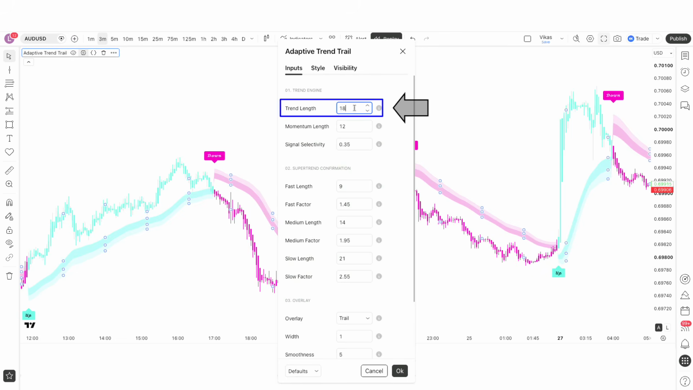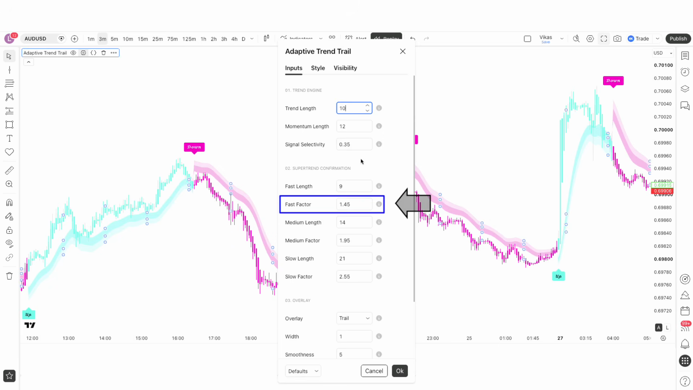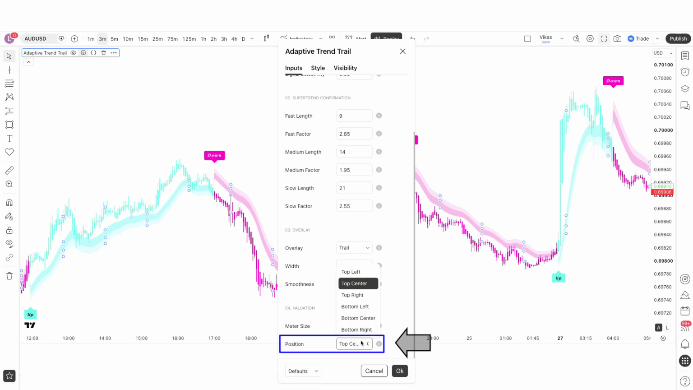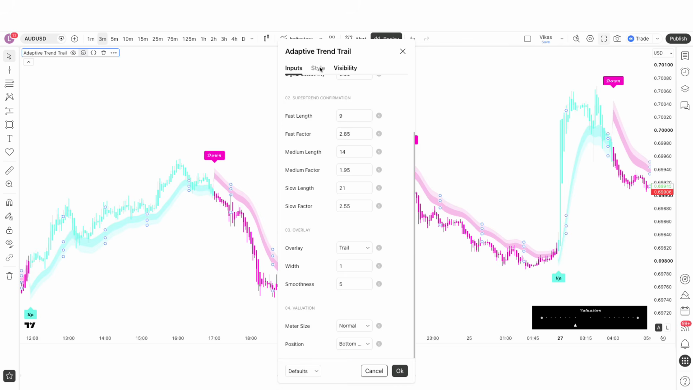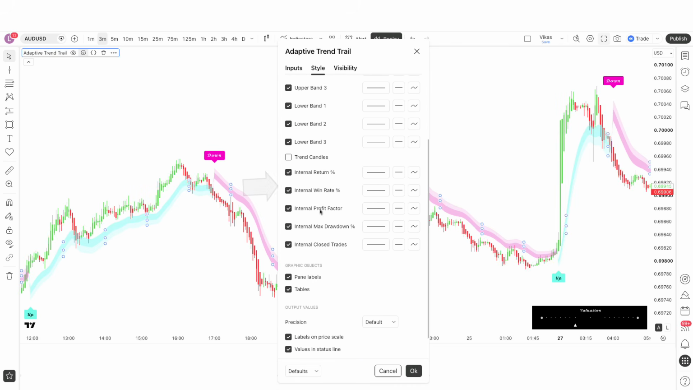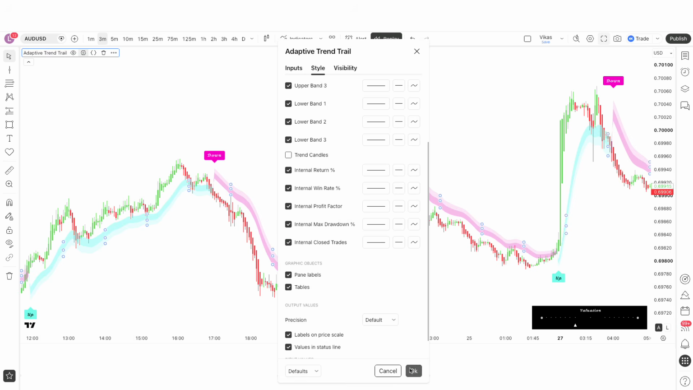First, change the trend length from 34 to 10, and then change the fast factor from 1.45 to 2.85. After that, change the position from top center to bottom right, and keep the other options hidden. Once all changes are made, click OK.